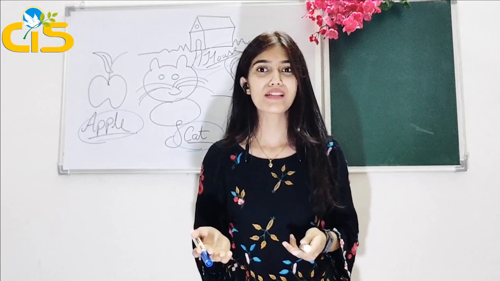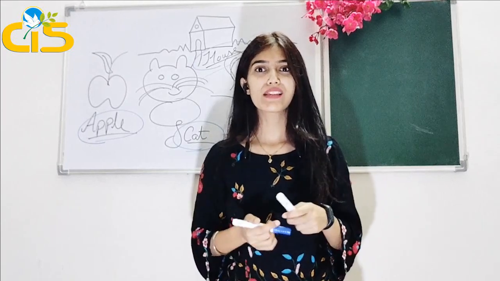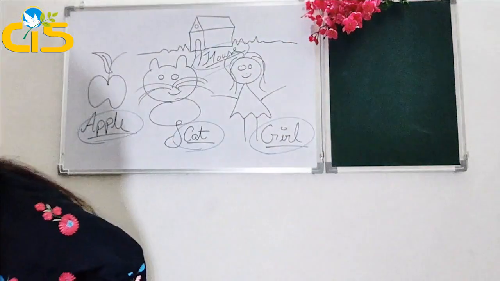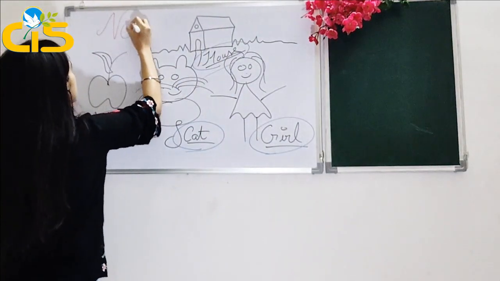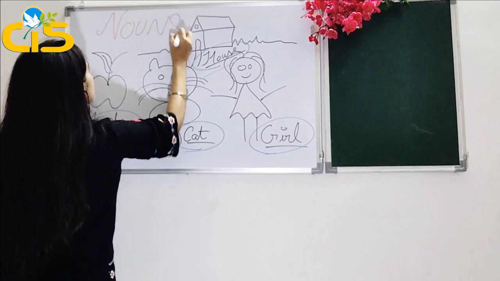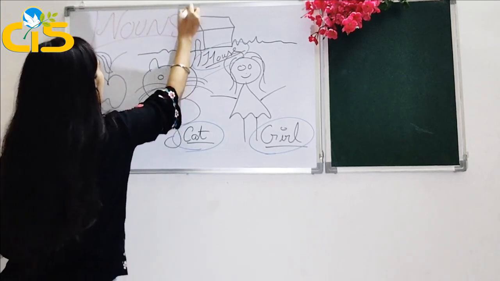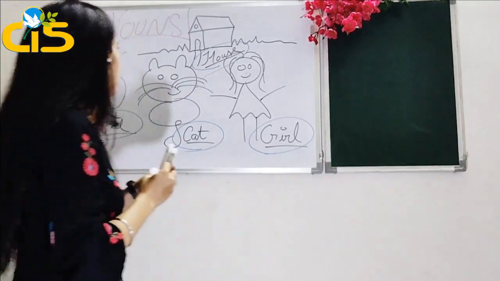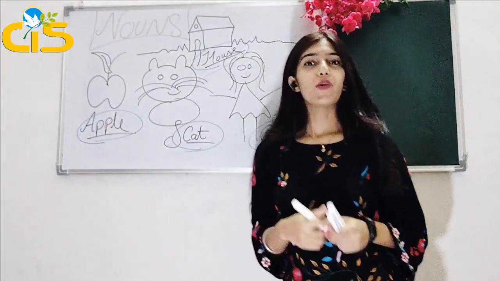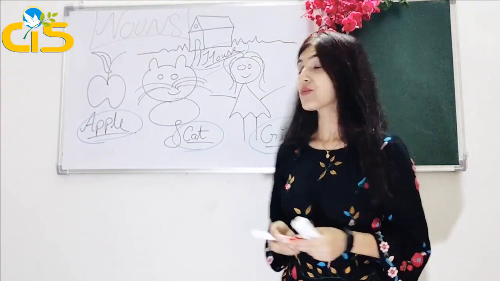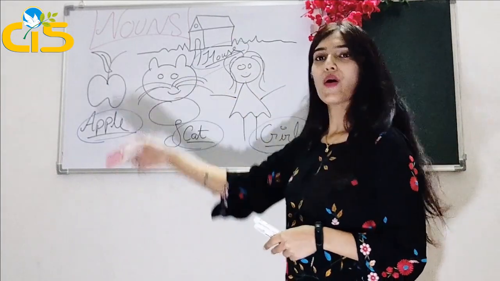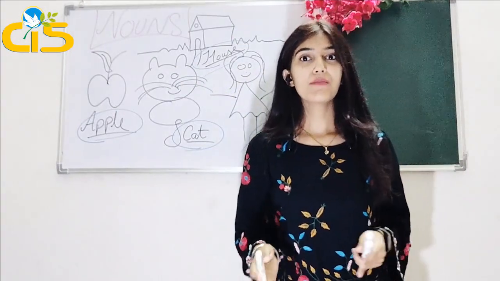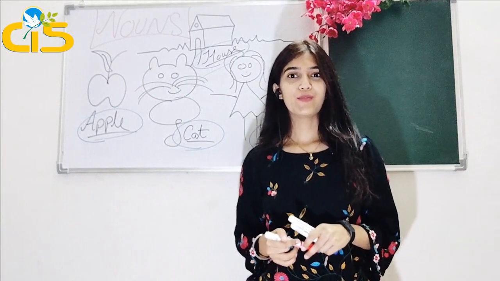So what are names? Names are nouns. Correct? So our today's topic is nouns. Alright. So nouns are names, but nouns are names of what? Nouns are names of a person, place, animal or thing. Or at times even ideas also.